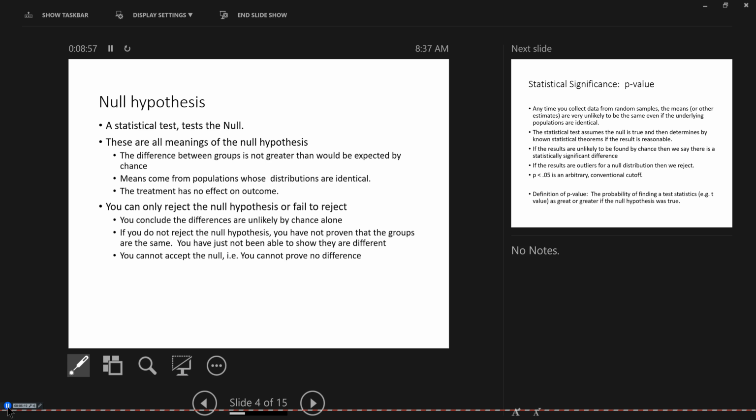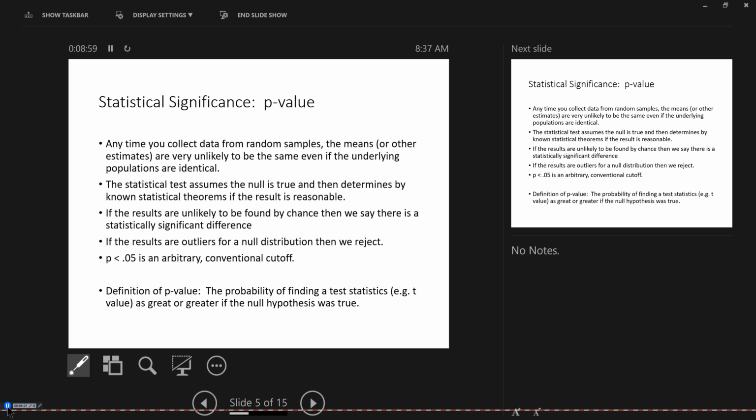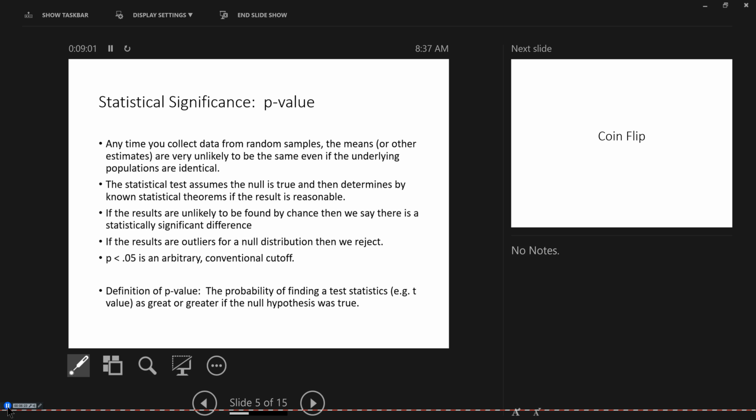Now, so our p-value. I think one of the things that you have, statistics is all about managing variance.